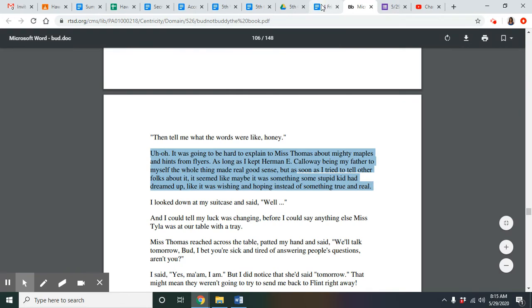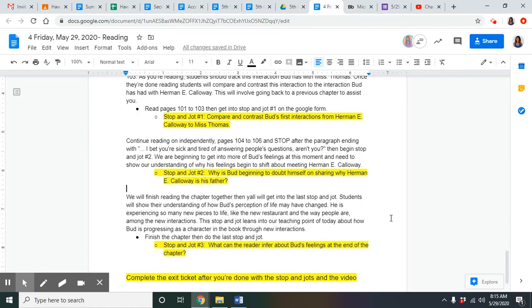Okay, now we are going to finish the chapter together, and then you guys are going to get into the last stop and jot. So you guys will show your understanding of how Bud's perception of life may have changed. So perception of life is how he views life from before he came to meet Hermione Calloway and Miss Thomas and to before. So he's experiencing so many new pieces to life, like a new restaurant and the way people are among the new interactions.